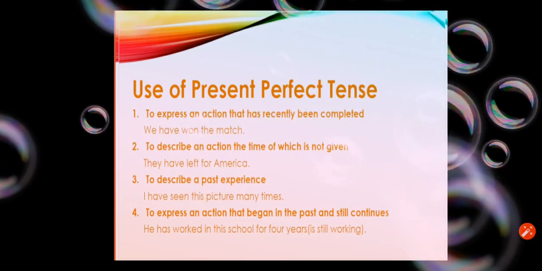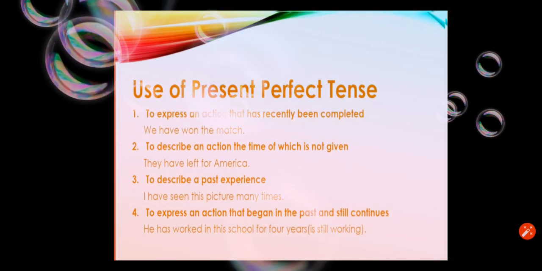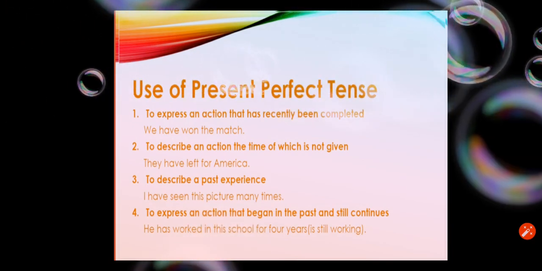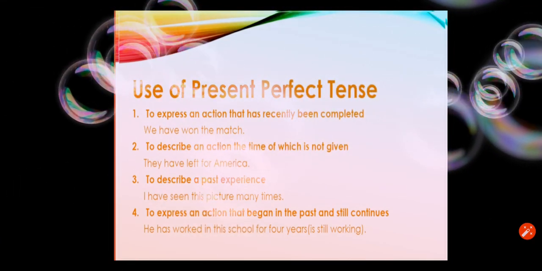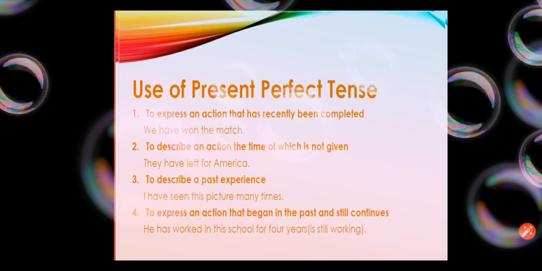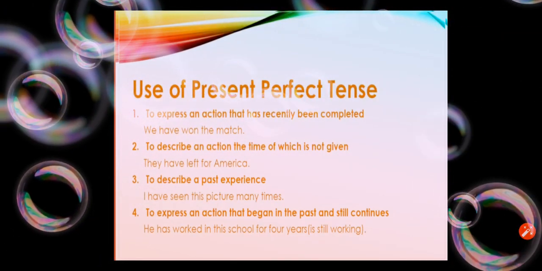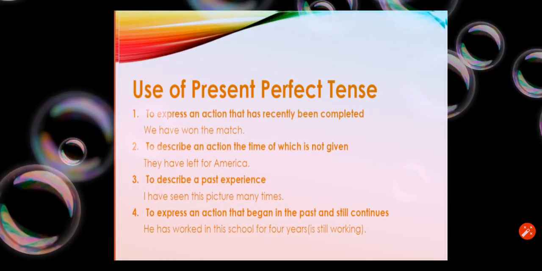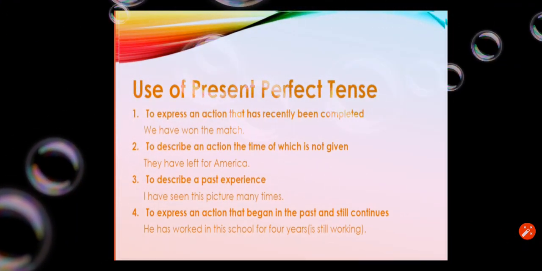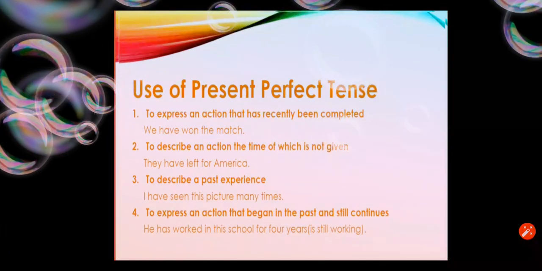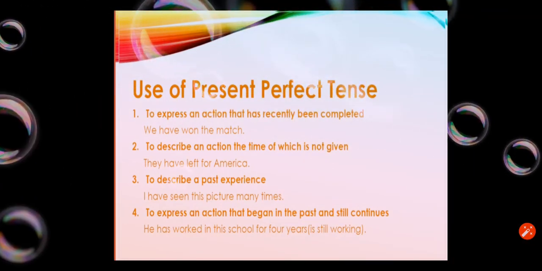Third, to describe a past experience. When we describe a past experience, we will use present perfect tense. For example, I have seen this picture many times. This is a past experience that I have seen this picture many times.